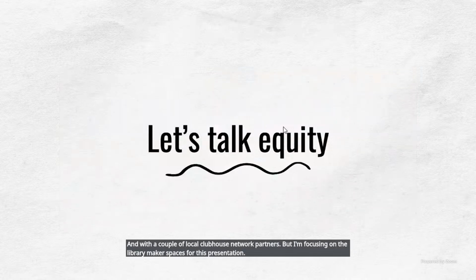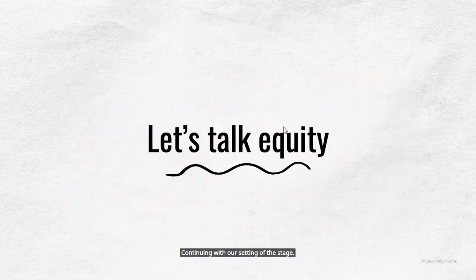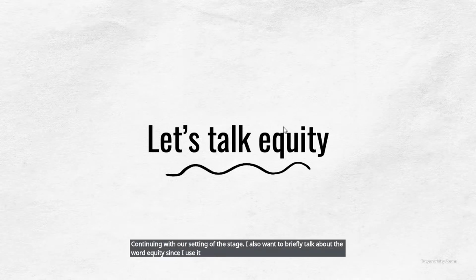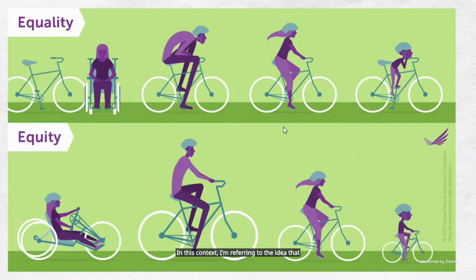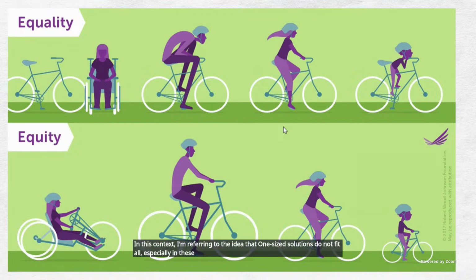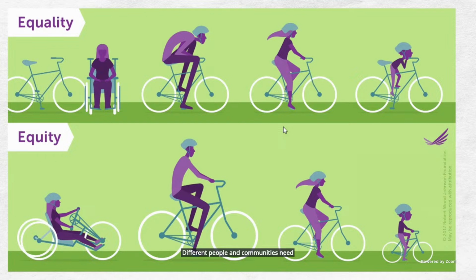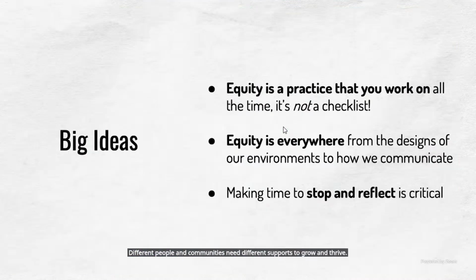Continuing with our setting of the stage, I also want to briefly talk about the word equity since I use it a lot in this presentation. In this context, I'm referring to the idea that one-size solutions do not fit all, especially in these community-engaged contexts where the needs and identities of community members can be really diverse. Different people and communities need different supports to grow and thrive. There is a lot to say here, but I'm keeping it short.